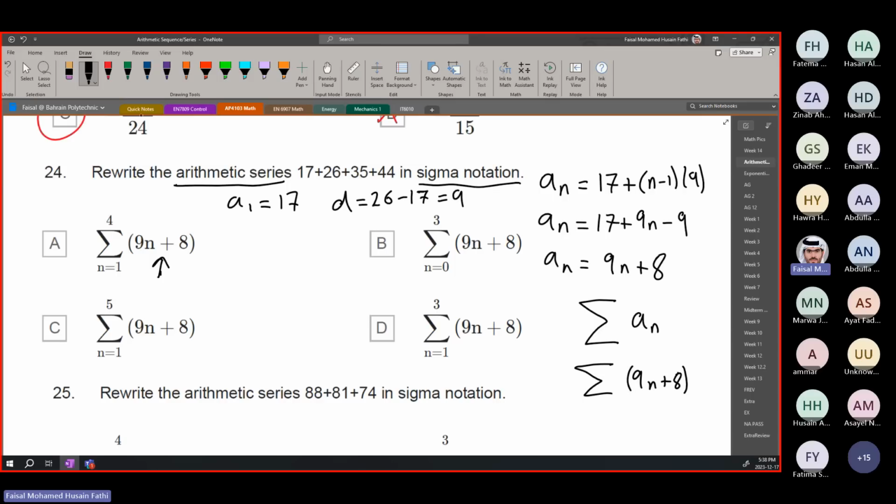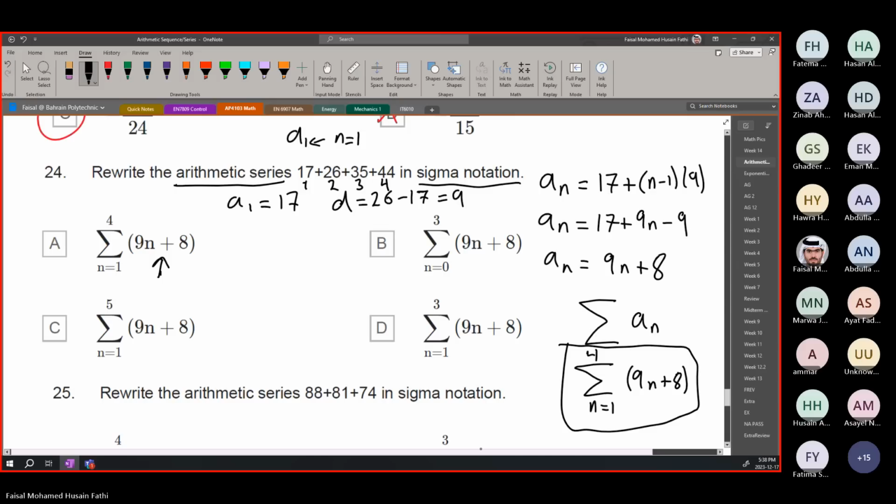Where are we starting from? We're starting from n equal 1. We're always starting from n equal 1. Here, A1, this 1 means n is equal to 1. And where are we ending? We have to look at the number of terms we have. So we have 1, 2, 3, 4, ending at 4. So this is your final answer. This one is ending at 5, not this one. This is ending at 3, starting from 0. That's all wrong. This is your final answer.